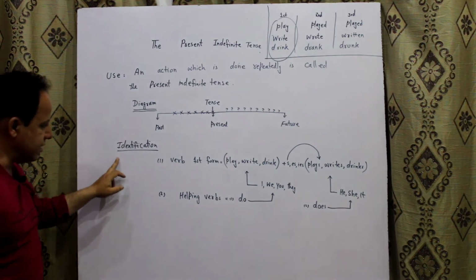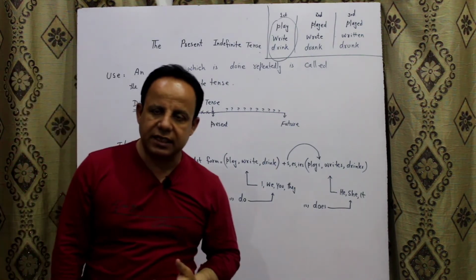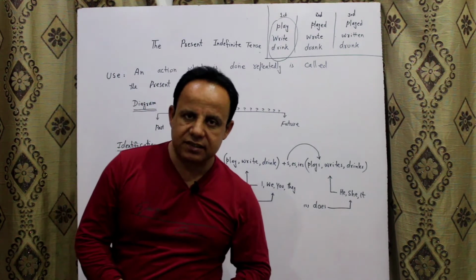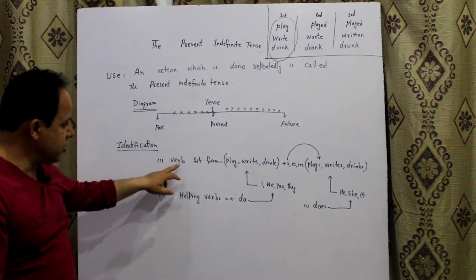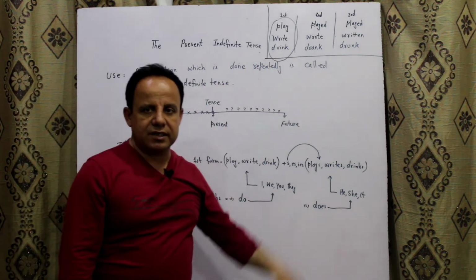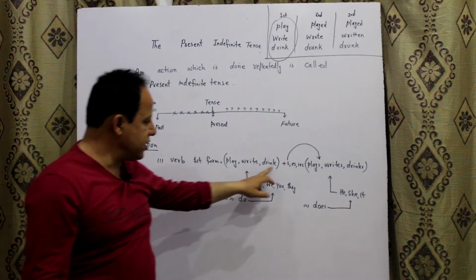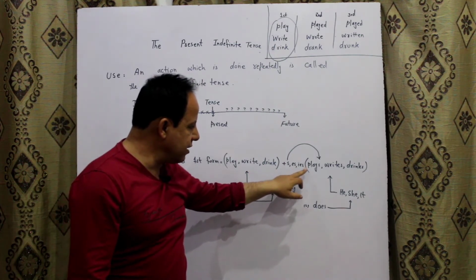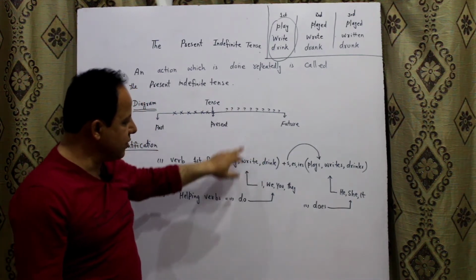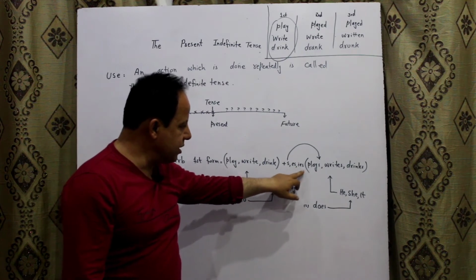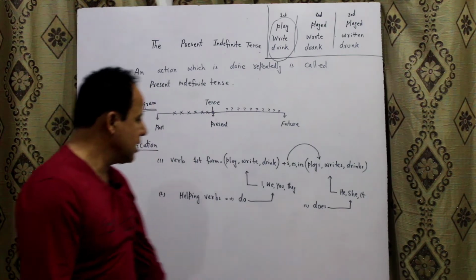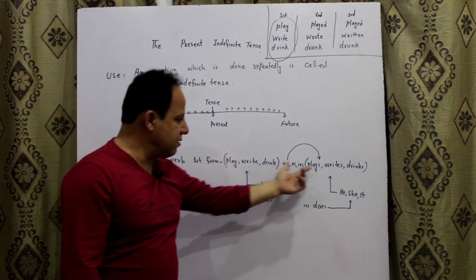Now identification. Identification means how to understand which tense we are learning and using. There are two identifications of this tense. The first one is the verb. We should know which form of the verbs is used. We use the first form of the verbs in this tense with the addition of s, es or ies. Examples are play, write, drink. These are the first forms. With the additions we can use them like play, plays, write, writes, drink, drinks.